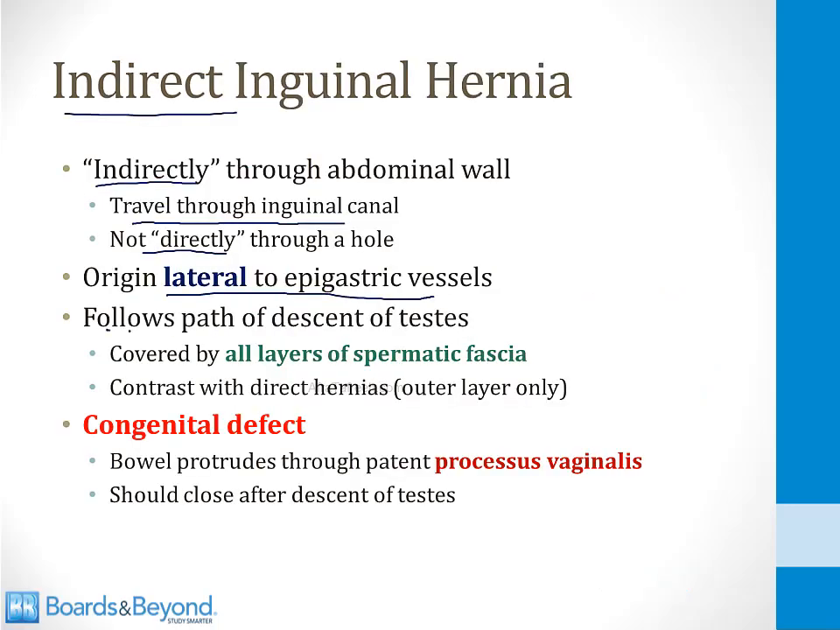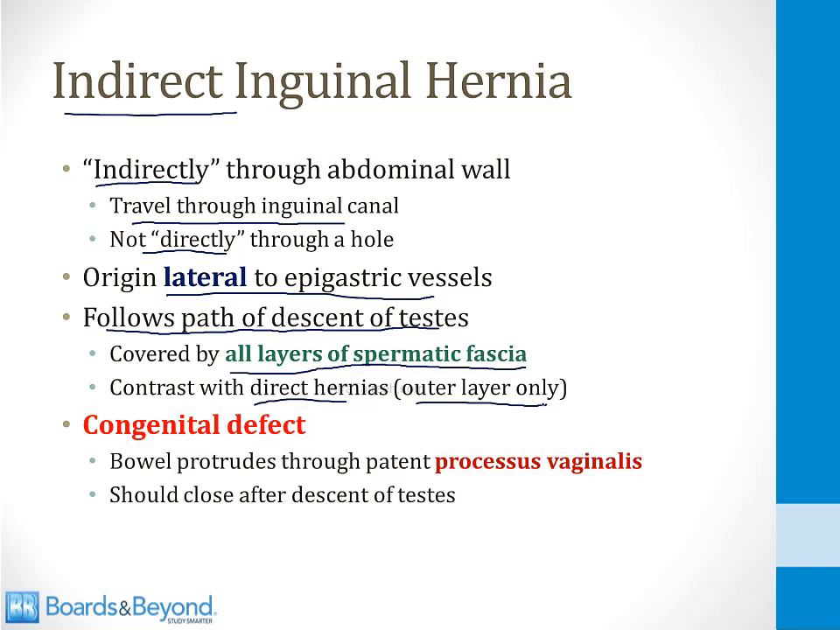As I said before, they follow the path of descent of the testes. They track along with the spermatic cord. This means they are basically traveling along with the spermatic cord, and therefore they are covered by all the layers of the spermatic fascia. This is also a unique feature of indirect hernias. Direct hernias, as we'll see in a minute, have only the outer layer of the spermatic fascia.